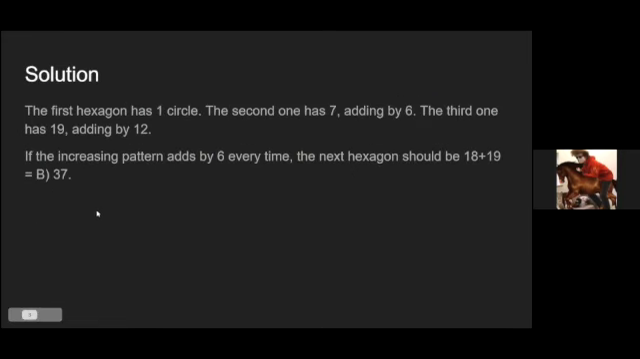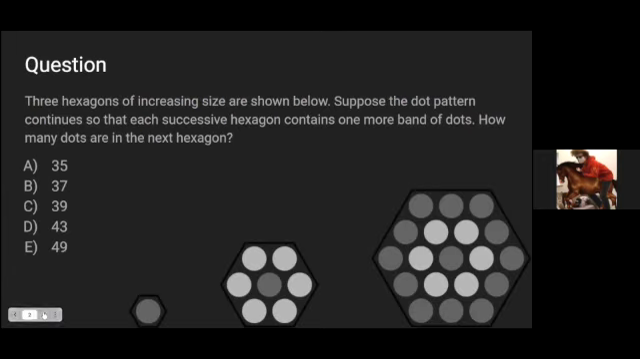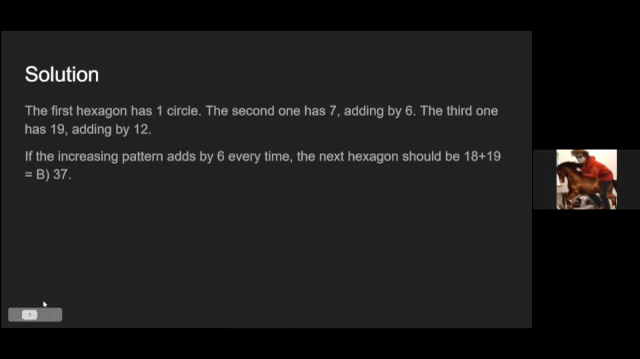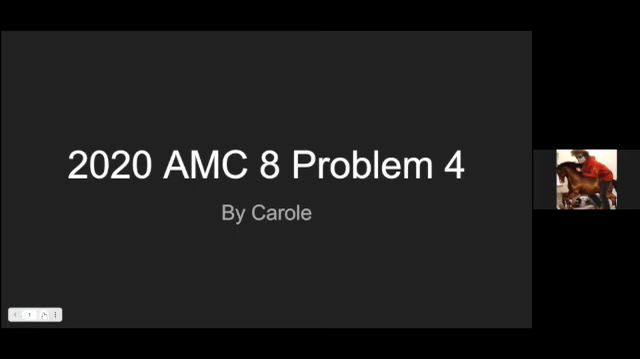The solution is the first hexagon has 1 circle, and the second one has 7, adding 6. The third one has 19, adding 12. If the increasing pattern adds 6 more every time, then the next hexagon should be 18 plus 19, which is B, 37.